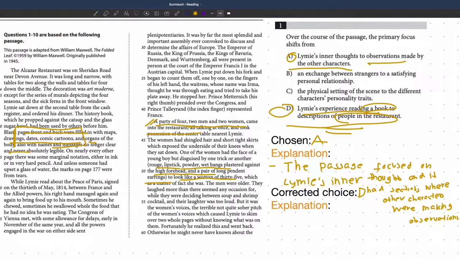The men were older. So as you can see from this paragraph, it's generally describing the individuals, the group of people who are in the restaurant. Therefore, there are no observations made by the other characters, but instead there are descriptions of the people in the restaurant. So therefore, the correct answer is D.